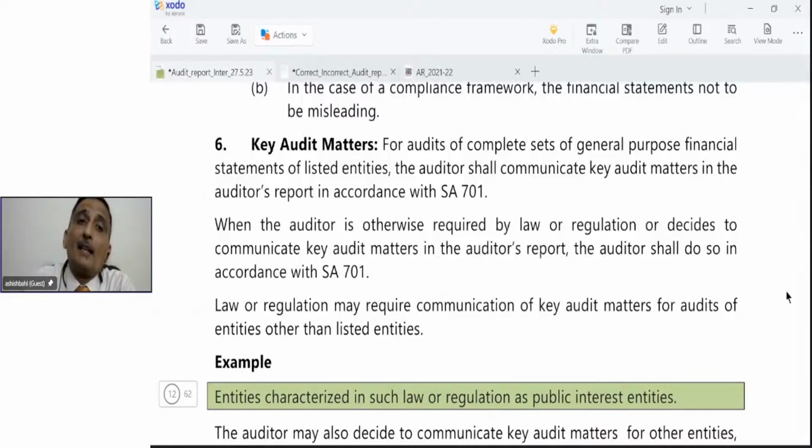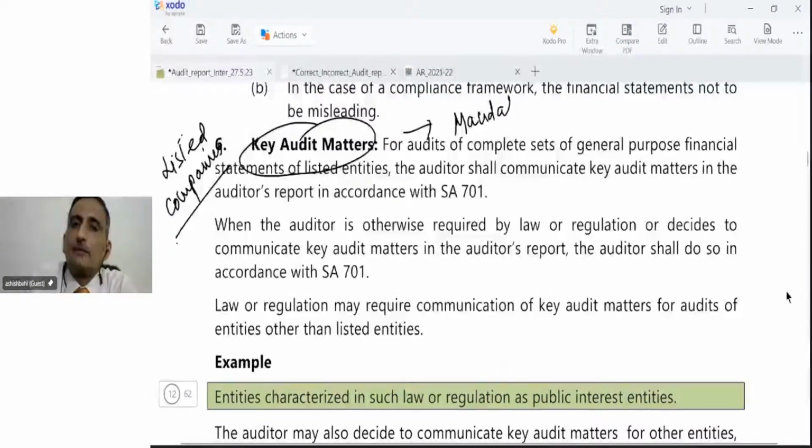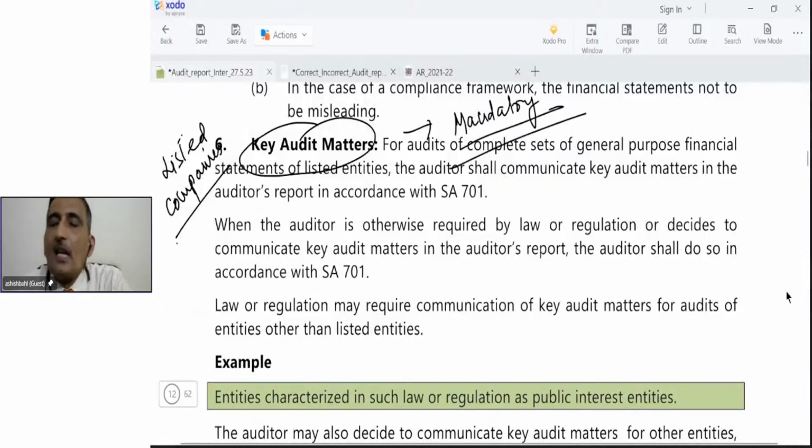And guys, you have to remember that in the audit of listed companies, communication of key audit matters is mandatory by the auditor. Okay. In other cases, it is not mandatory. However, if the auditor wants, he may communicate the key audit matters. If he chooses to do so, then SA 701 shall apply. Then he would communicate these key audit matters in accordance with the requirements of SA 701.